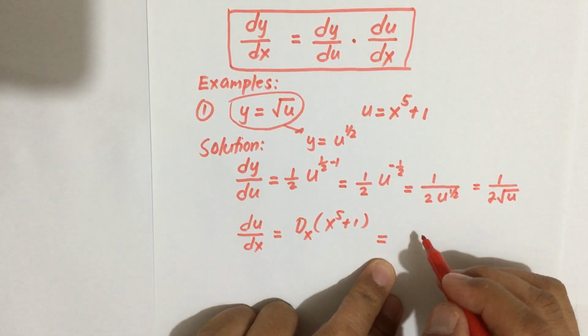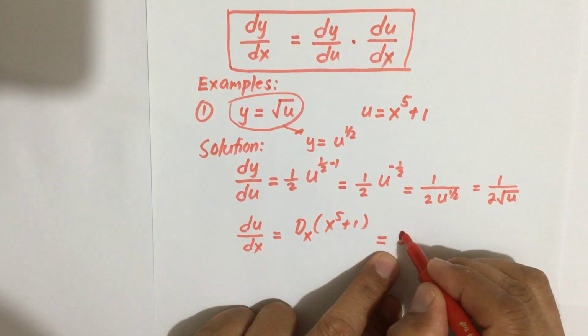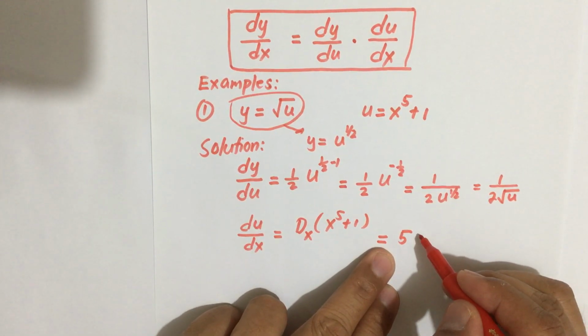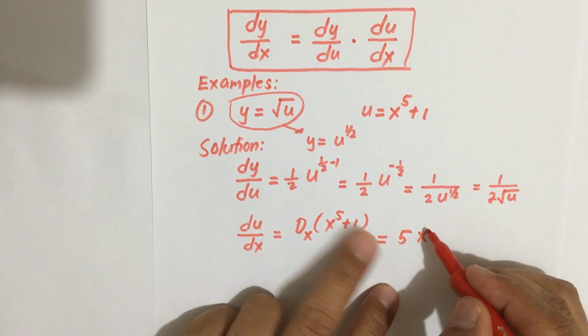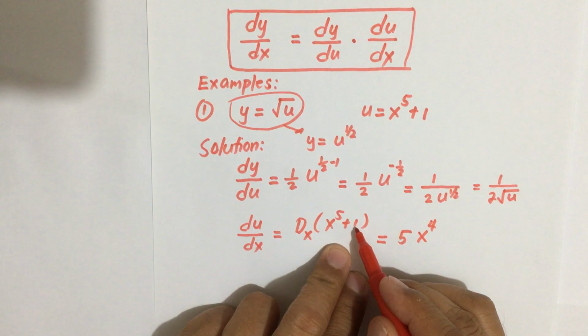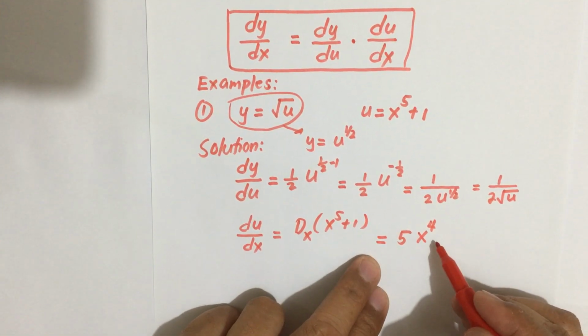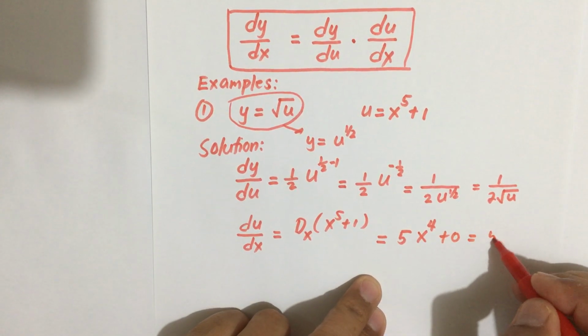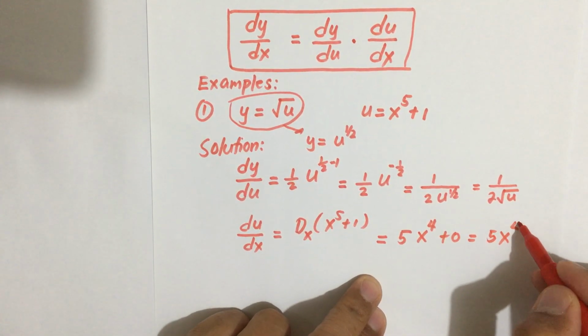So this will be 5x, this is 5, so this will go down. Then x to the power 5 minus 1, so this is 4. Derivative of 1 is a constant, that is 0, so you have plus 0, equal to 5x to the power 4.